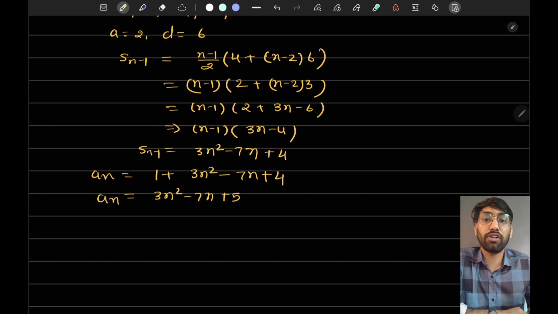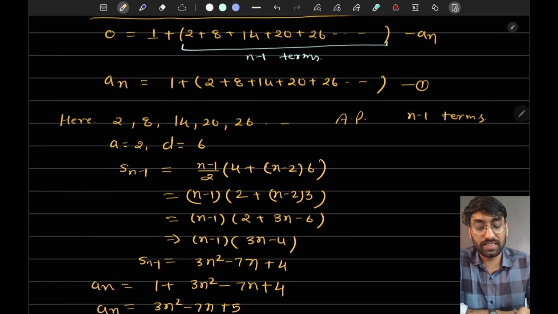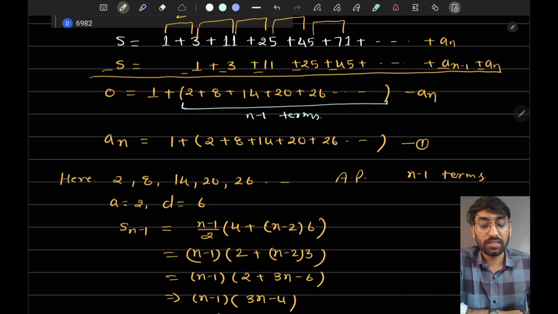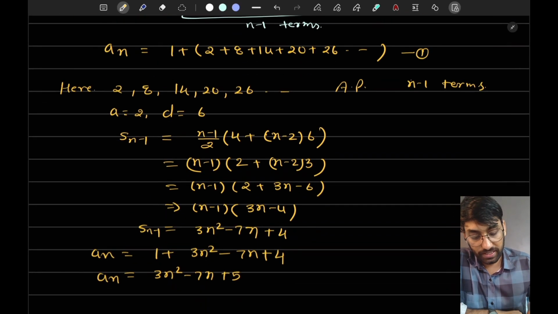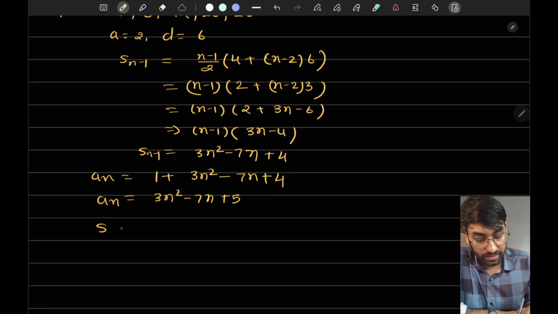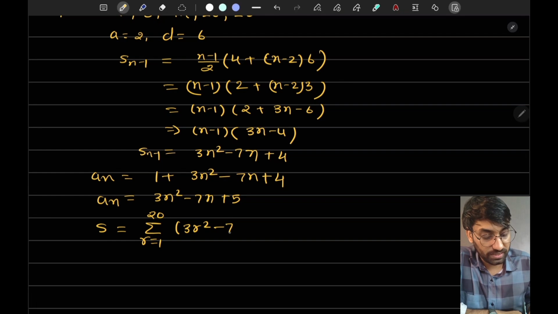Now what do I want to find? I just want to find this S, and S is nothing but the sum of the first 20 terms. Right? So S will be the summation over r going from 1 to 20 of 3r square minus 7r plus 5. Correct?